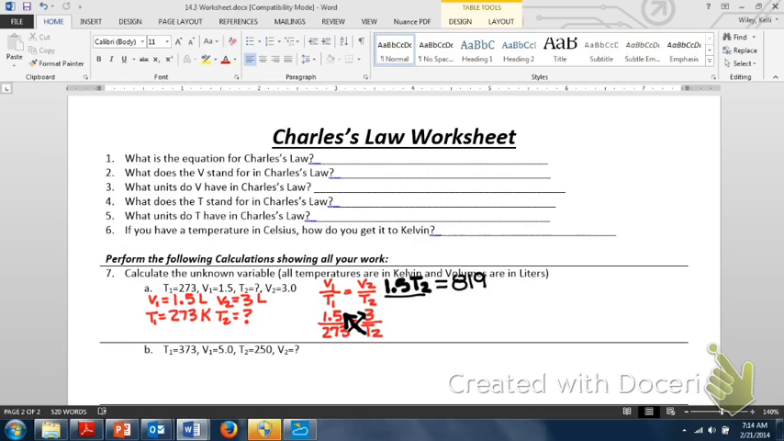And then you're just going to have to get T2 by itself because this is like X. So you want to solve for X. So T2 is equal to 819 divided by 1.5. So that's 546. And it's a temperature, so that's in kelvins. So there's your answer. Okay, so there's one problem that we could work through.